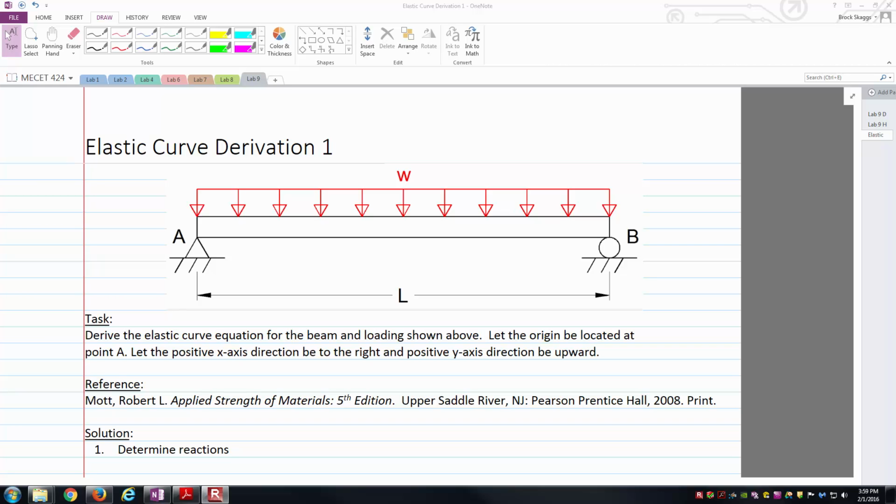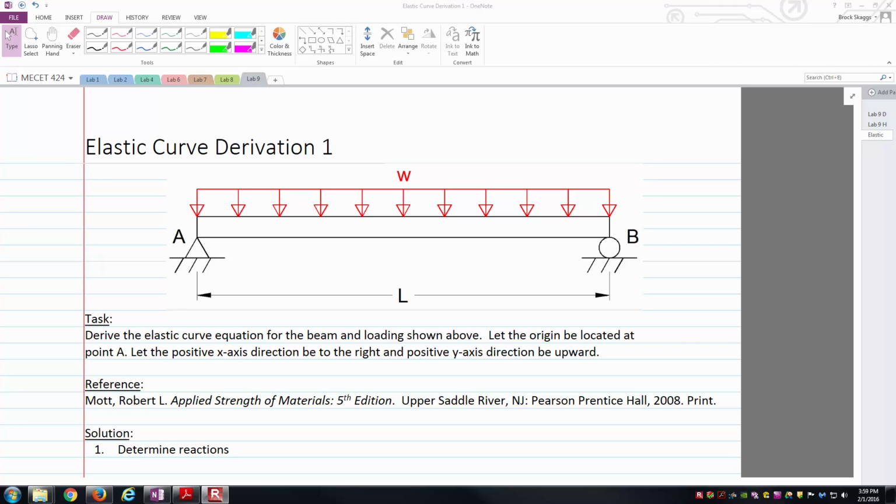I'm going to make this video where we're going to look at deriving the elastic curve equation, or the deflection formula, for the beam and loading you see before you. Our beam and loading is fairly simple. We've got a uniformly distributed load over the simply supported beam itself, so a pin connection at the left hand side and a roller at the right hand side.